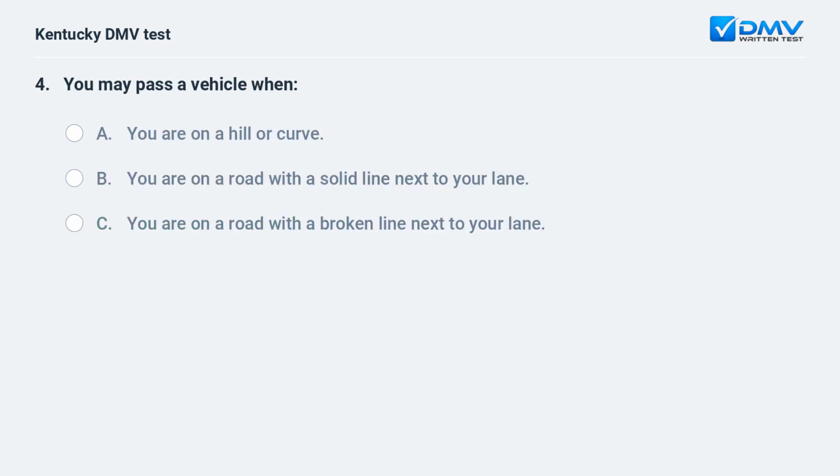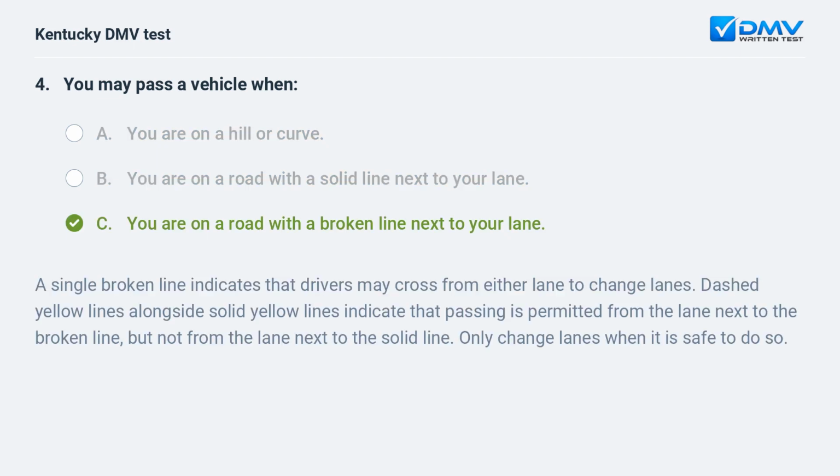You may pass a vehicle when A. You are on a hill or curve. B. You are on a road with a solid line next to your lane. C. You are on a road with a broken line next to your lane. C. You are on a road with a broken line next to your lane.